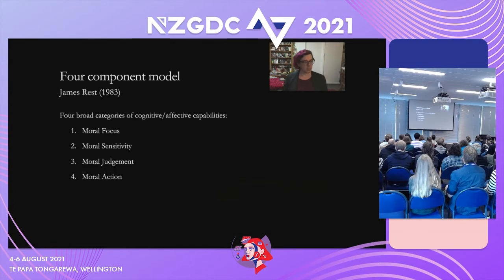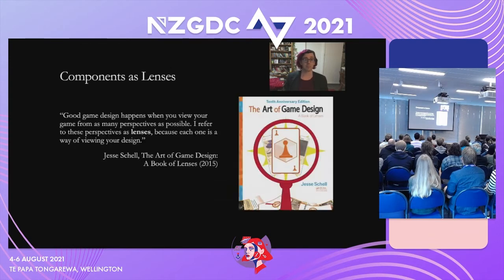So these four components allow us to think about moral decision-making in a more fine-grained way and think about different aspects of a moral problem that we can use when designing games. And so I like to think about these components as lenses for design.